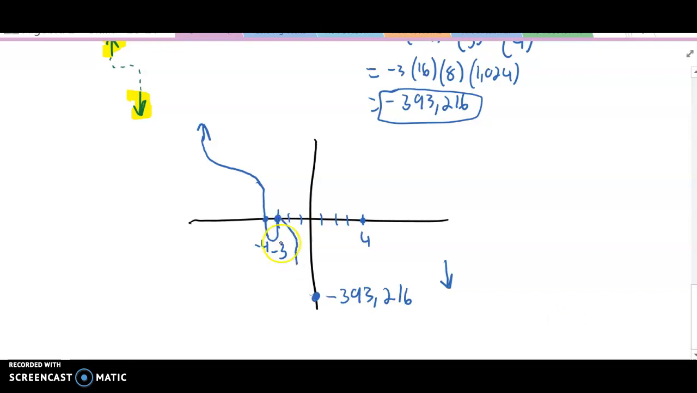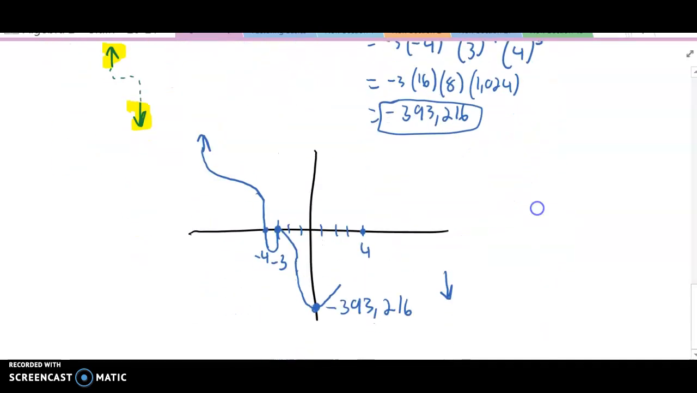We know we need to hit this y-intercept. Now I'm headed back up towards +4, which is a bounce, which means I turn back around when I hit it, and then I end up at my end behavior there. So this is all done now. That is all for today, guys. Thanks.